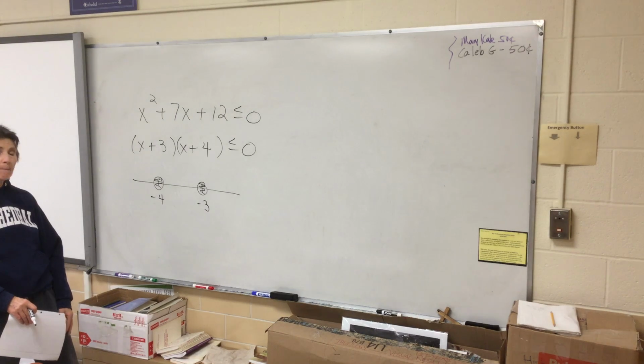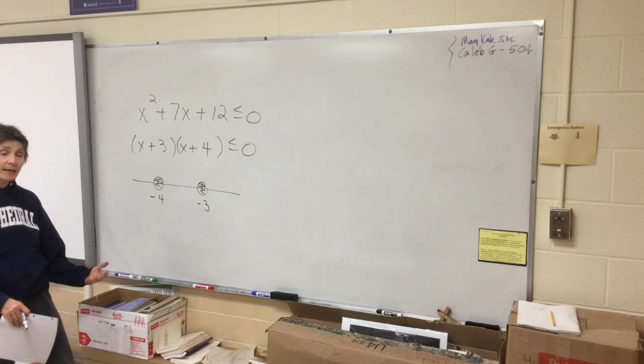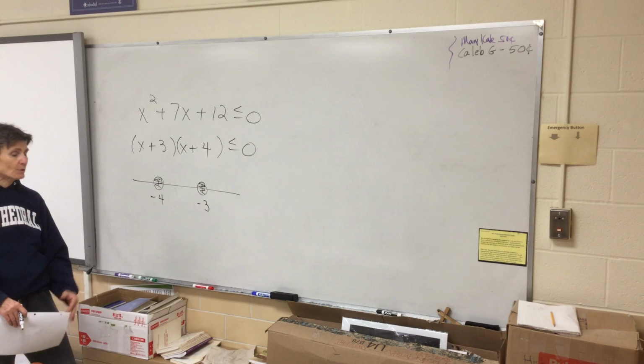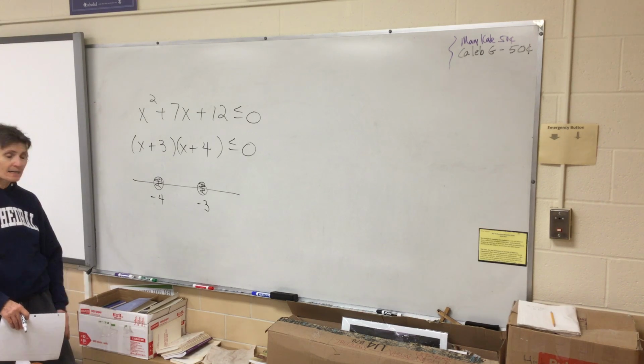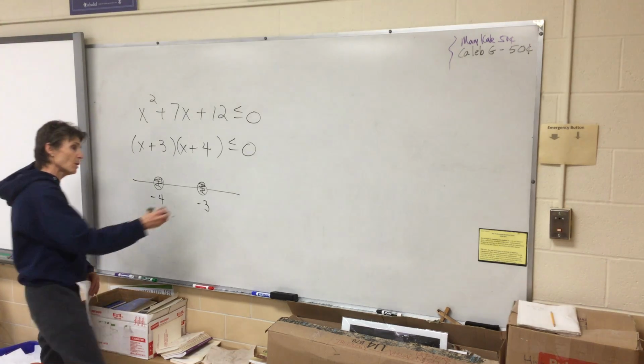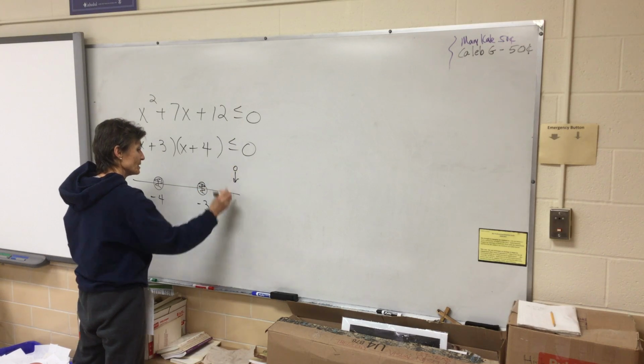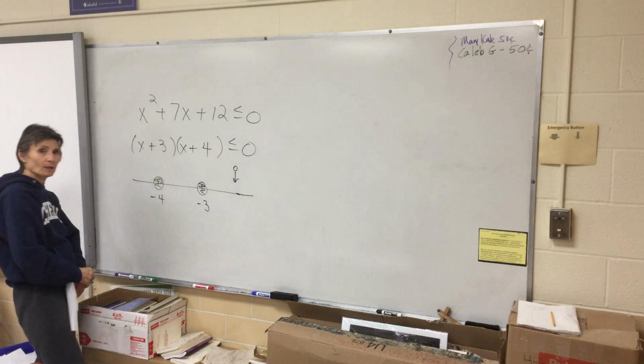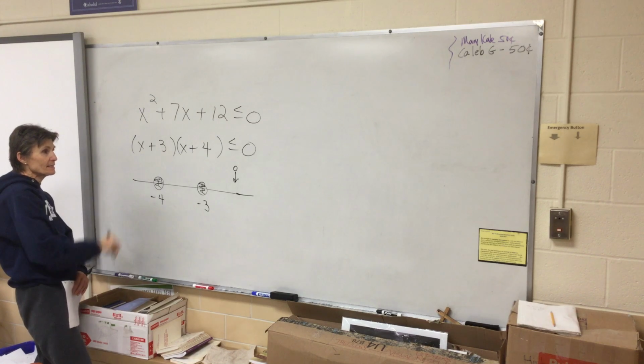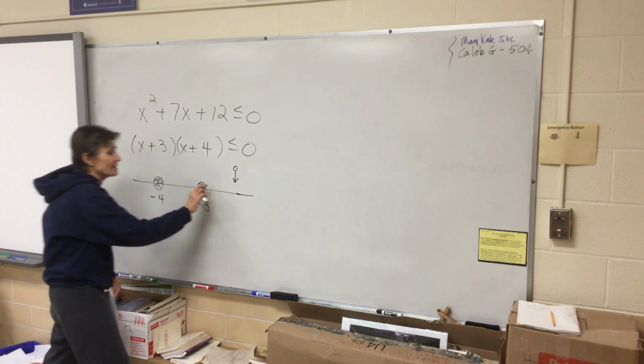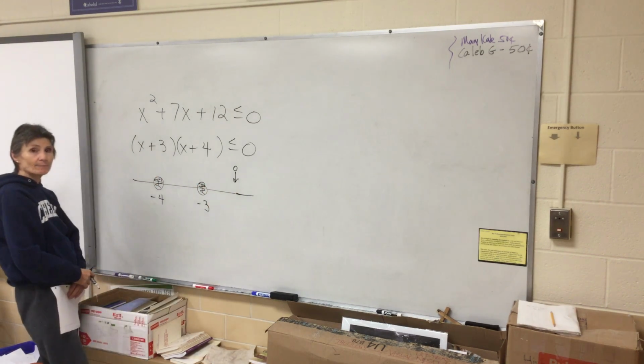So I'm going to pick a number. And the number I like to pick is 0. You don't have to pick 0. You can pick any number you want. 0, remember, is out here. This is where 0 would be on the number line. So I'm going to plug in 0 and see if I should shade here or not.